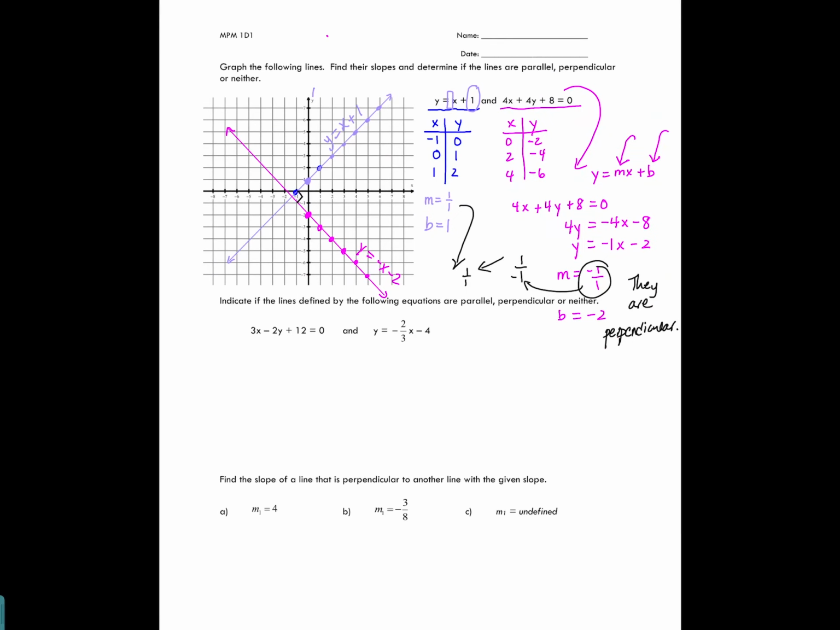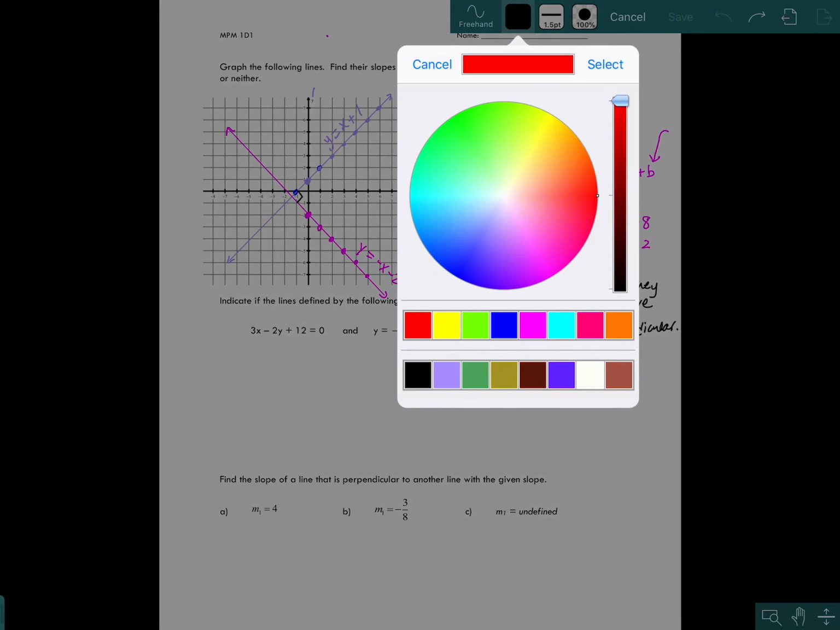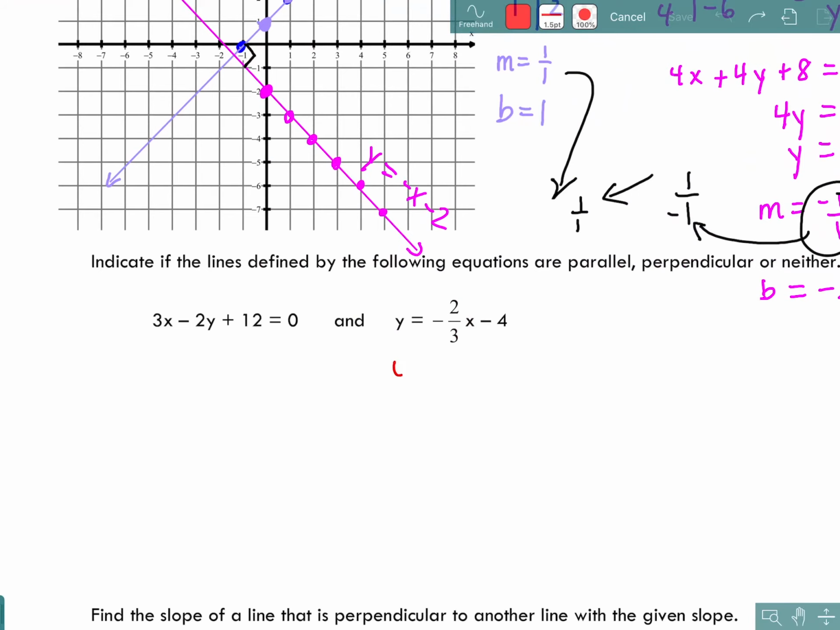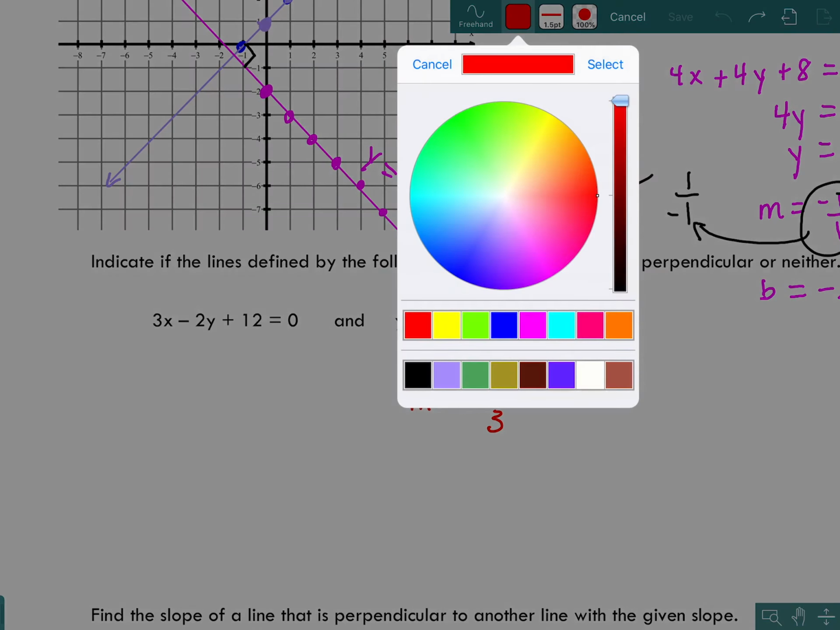All right, the next question is asking us to tell if the lines are parallel, perpendicular, or neither. So once again, we have to find out what the slope is. This equation already has our slope right here. m equals -2 over 3. So what we need to do is look at the other equation and find out what its slope is.